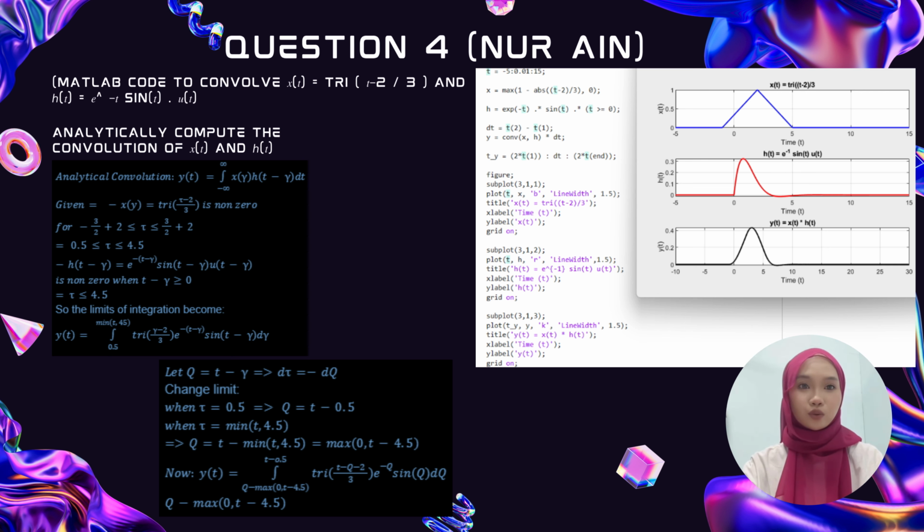Now we move on to question 4, which involves convolution of two continuous-time signals. The input is a triangular pulse and the system responds with an exponentially decreasing sine wave. We use MATLAB's conv function to compute the convolution and plot the output. The result is a smoother and stretched-out output. This shows how convolution spreads and shapes signals in time.